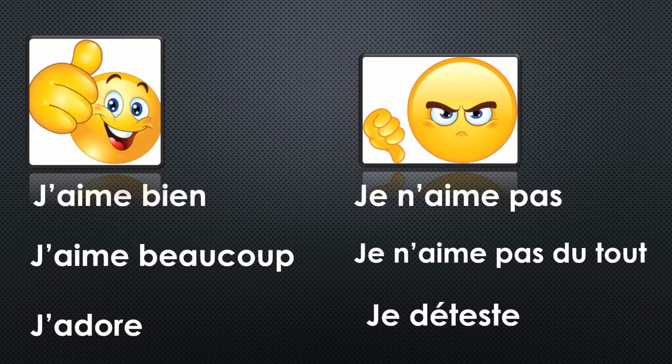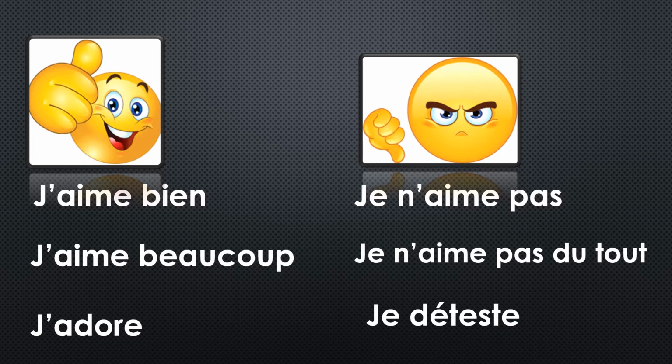Now, let's talk about our dislikes. When we do not like something in general, we say je n'aime pas. Je n'aime pas. When we do not like something at all, we say je n'aime pas du tout. Je n'aime pas du tout. And when we dislike something to the point of hating it, then we say je déteste.